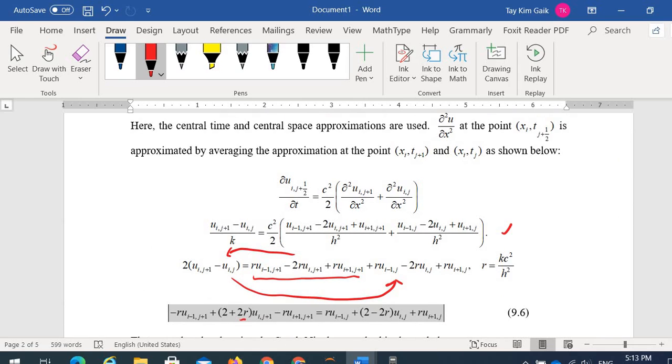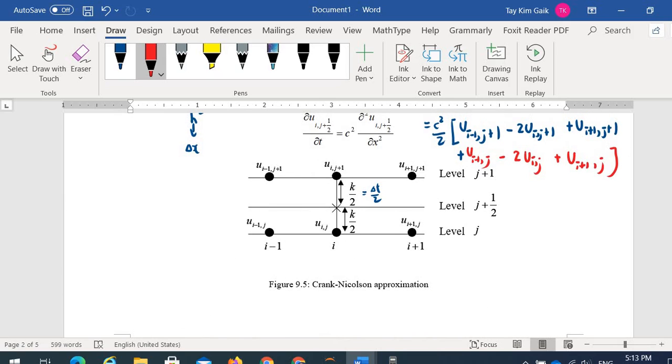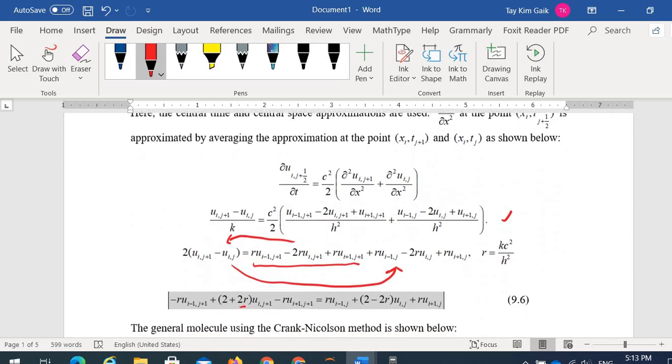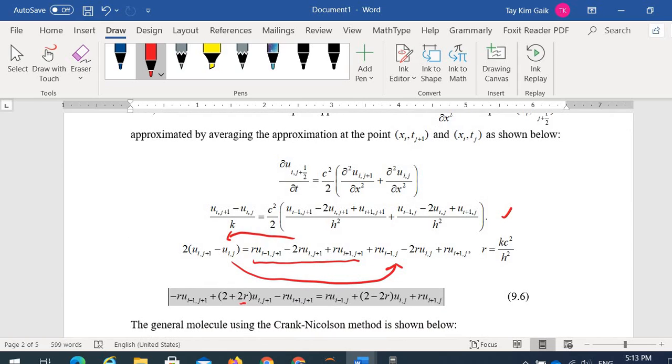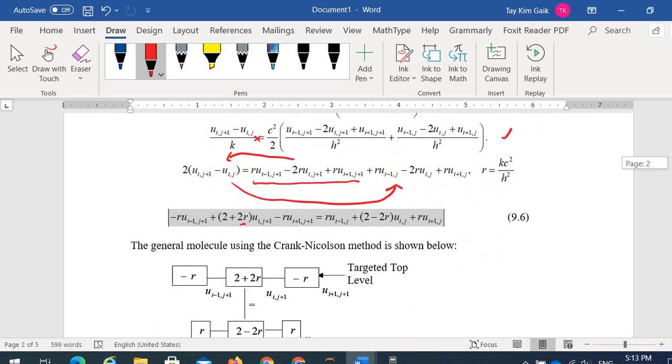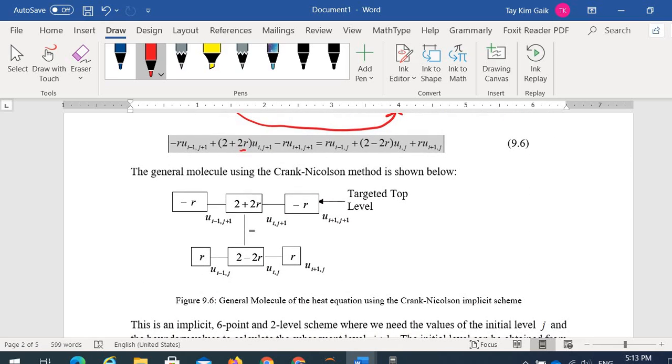Delta t is k, divided by k, 3-point central difference here. So k/2 plus k/2 means u_(i,j+1) minus u_(i,j). So you get 2 times, this is delta t. You use cross multiplication, so 2 times here, k c squared over h squared, which is represented as R. Simplify it, and you get a molecule, which is a 2-level molecule, a six-cell molecule here, 2-level.